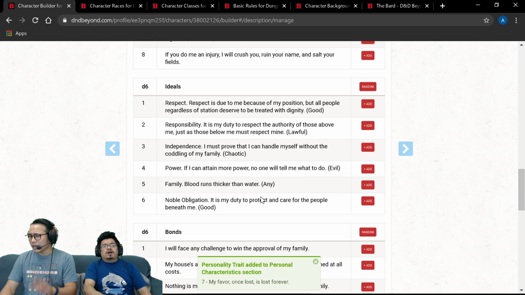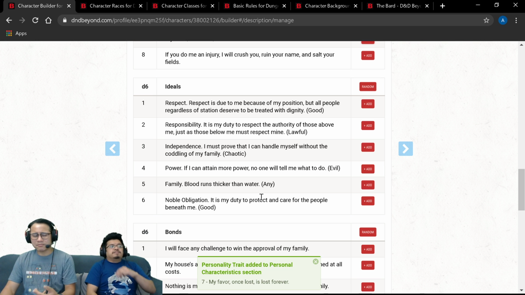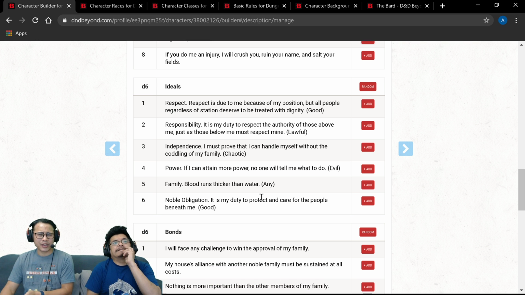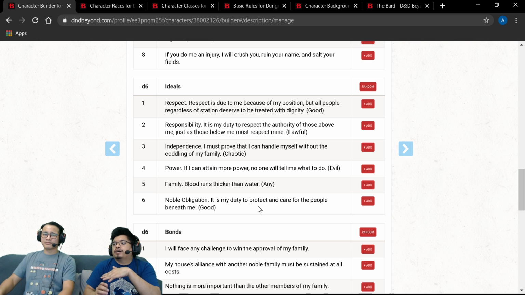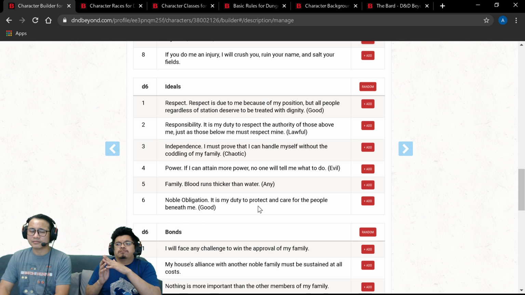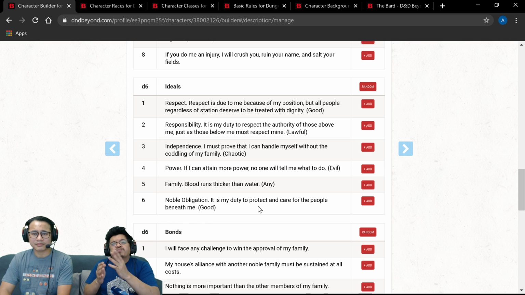And again, this part is not necessary. You could still have your character without doing all this. But yeah, it's fun. It gives your character some texture. And the ideals talk about something that's called alignment.